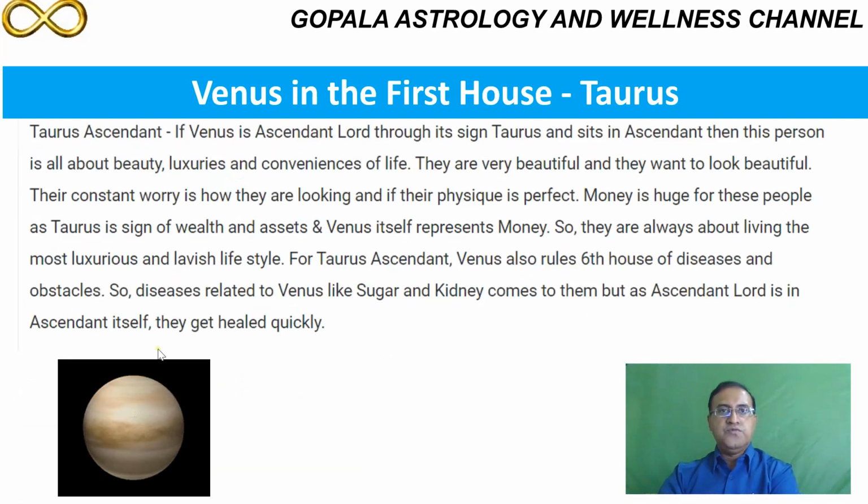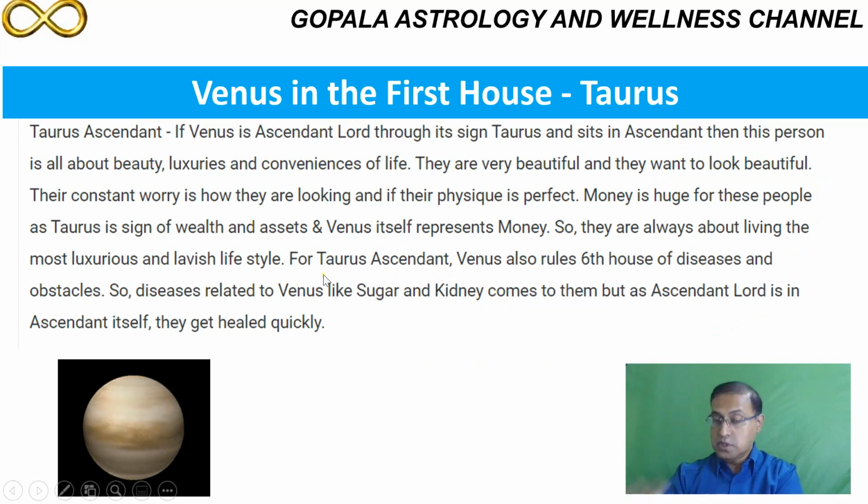In other words, Venus is a planet of beauty. When it comes in the first house, the people are definitely very artistic in their looks. They make up very well, they always like to put on perfumes, they have a lavish lifestyle and things like that. Otherwise, they may have some sugar-related problems and kidney-related problems. They have to be very cautious.